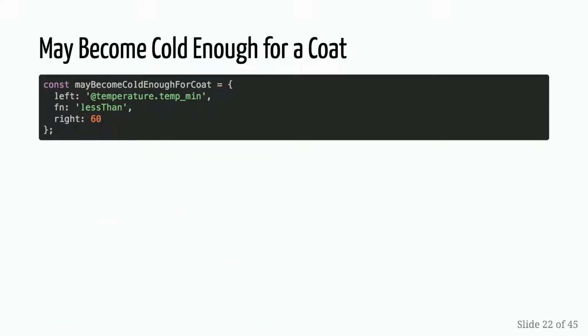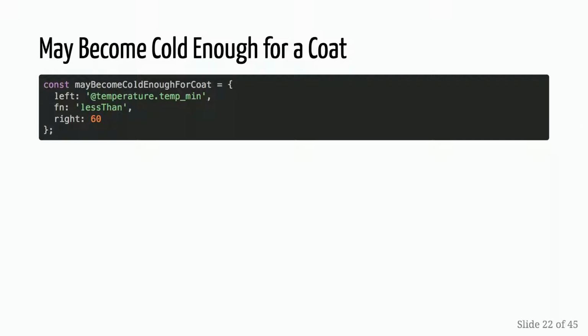So here's our may become cold enough for a coat. Remember that these were nested in our earlier look. We broke them out into 2 rules. I'm probably going to accidentally say it. We call these atoms just internally, because atoms are the smallest unit of something. And I actually have a note that I'm supposed to shake my fist at quarks right now.